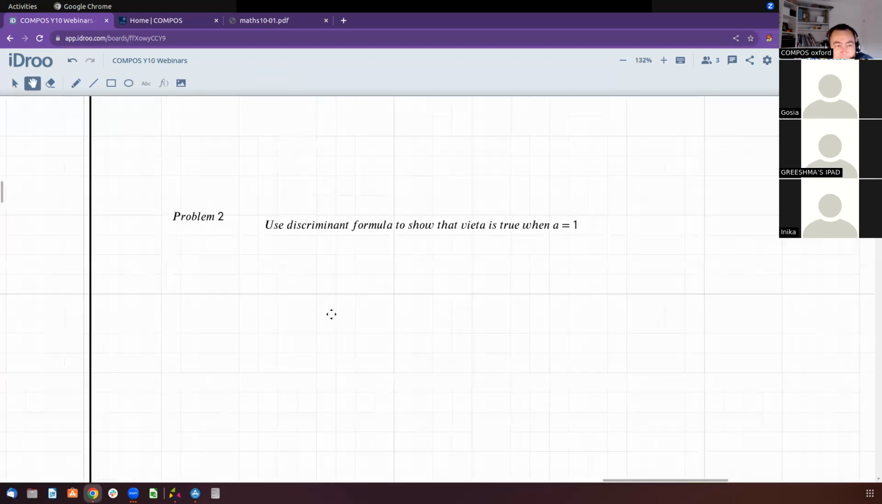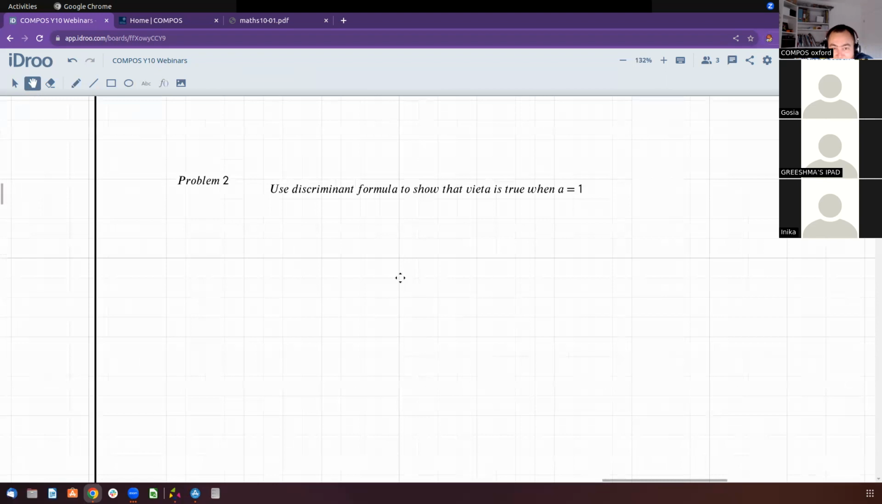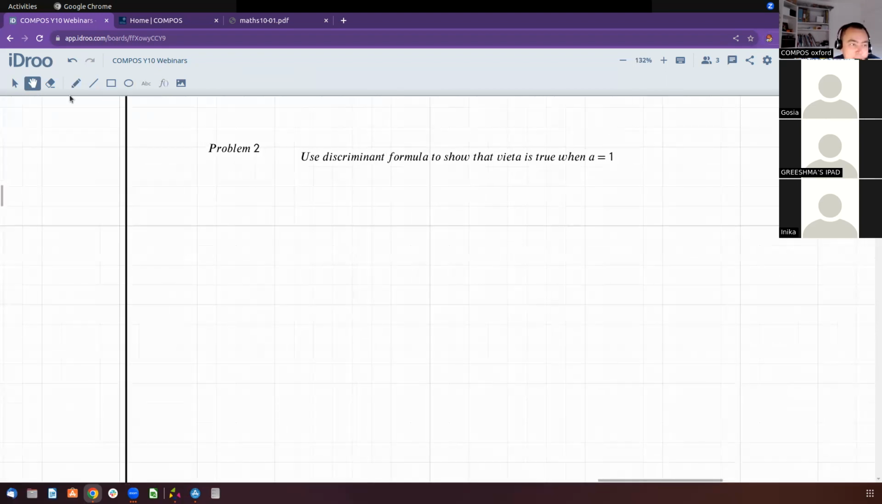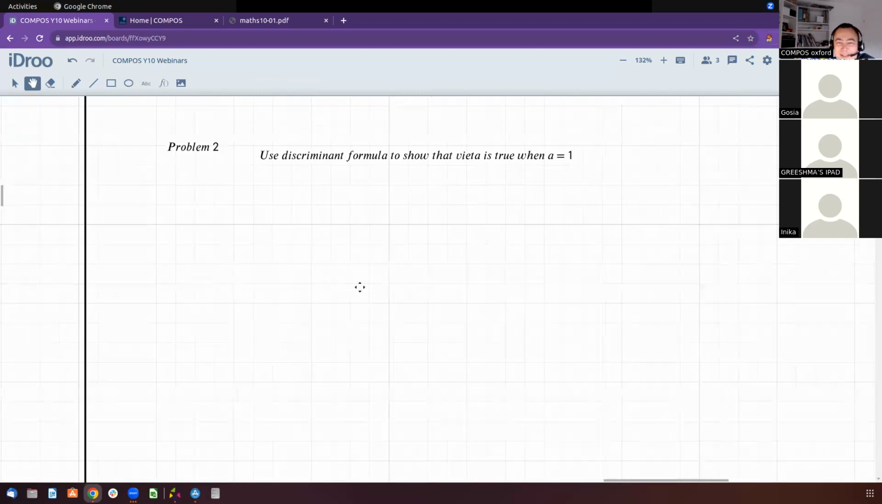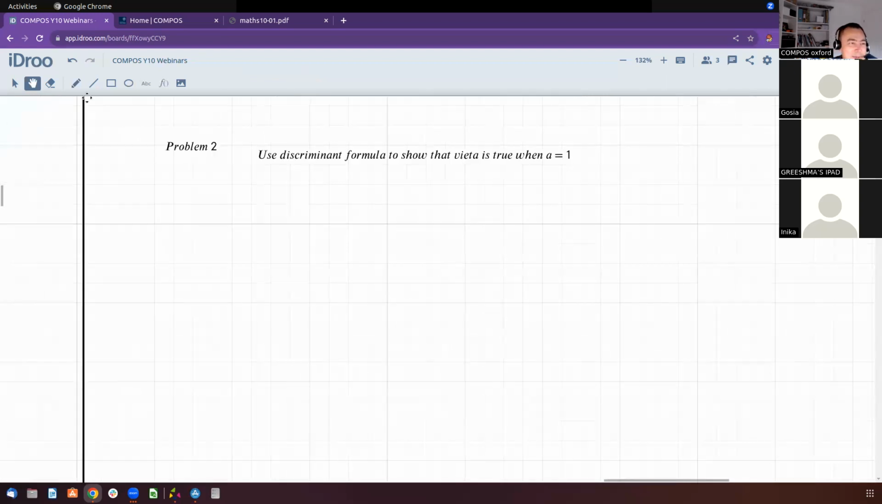Problem 2. Use the discriminant formula to show that Vieta's formulae are true when a equals 1. So what does that mean? So we're going to problem 2. Those of you who are trying to do questions 6 and 7, you can come back. Use the discriminant formula. So we have an equation where a equals 1.